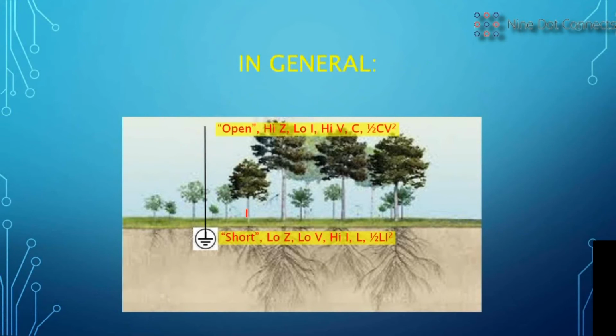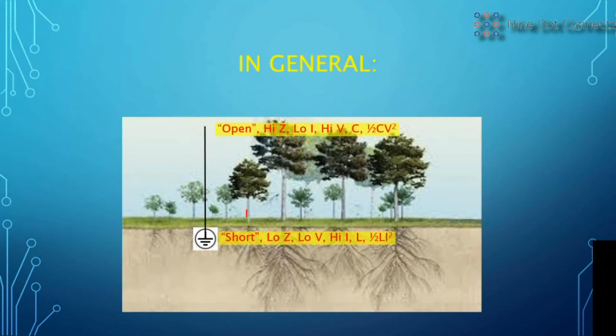In general, if the top of an antenna, a trace, or a conductor has an open spot, it will be high impedance. Therefore, there will be little if any current flowing. It can have high voltage. It will experience capacitance because the voltage can change, and therefore it will store energy like 1/2 CV squared.